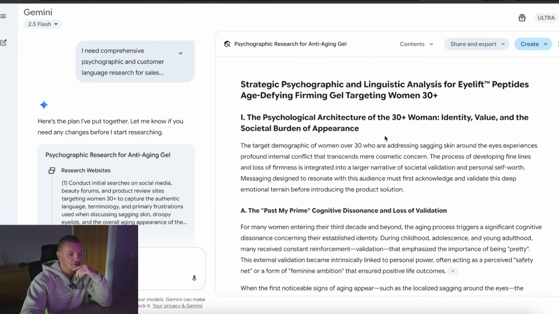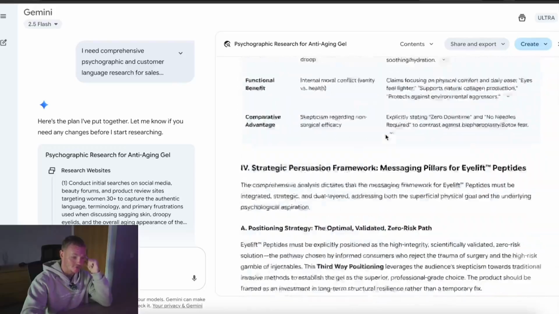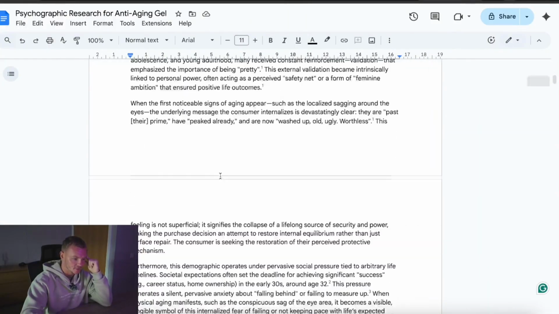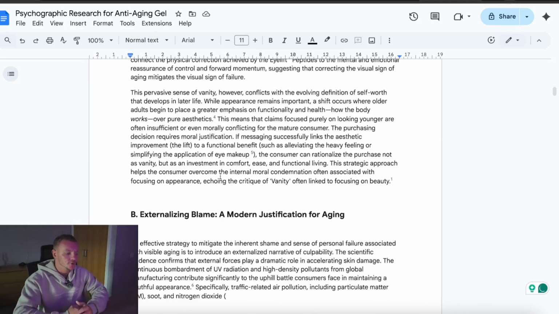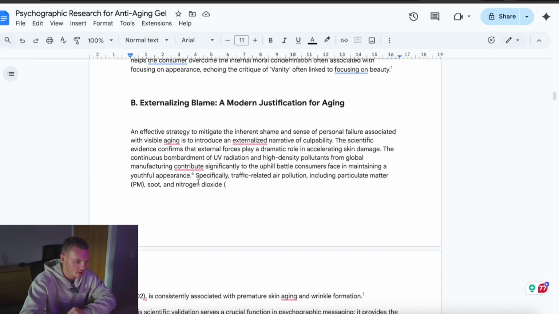Right, so we have actually got this psychographic and customer language research done. As you can see, we've also got a ton of stuff in here, but what I've done is I've put it into a little Google Doc. What we're going to do is go through some of the stuff that's in here. Now, this is one of those documents that you really want to read through because you want to have an idea of all this stuff when you're coming up with ideas, concepts and angles.